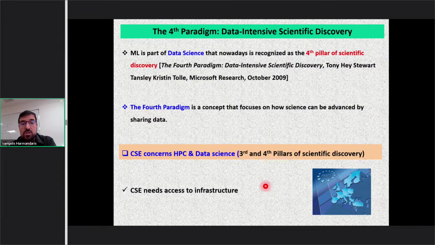And here you see PRACE, which is the most well-known consortium of computational infrastructure in Europe, and actually the computational infrastructure here, the Institute, is part of PRACE. So we're both happy with that.